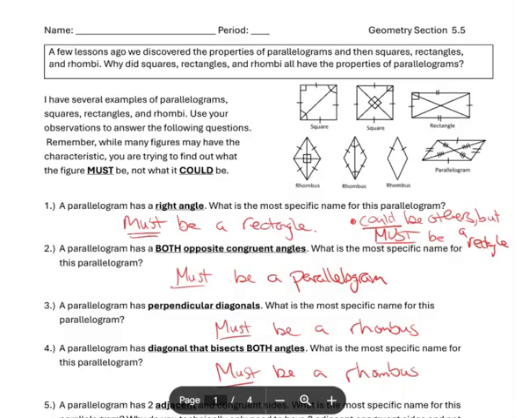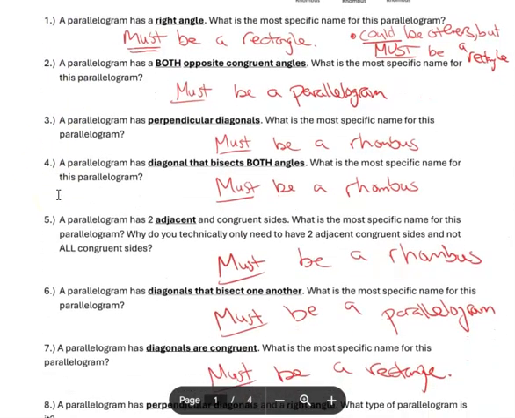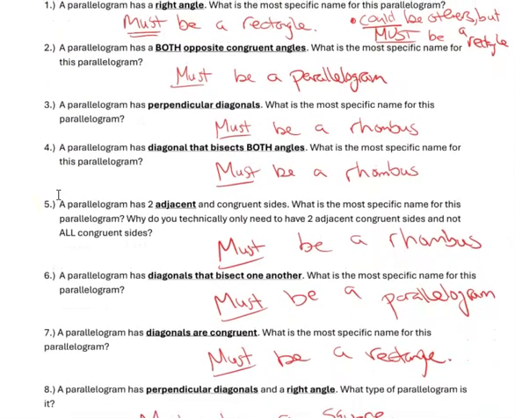A parallelogram, move it up. A parallelogram has diagonals that bisect both angles. Well, that could be a rhombus and a square. We don't have enough to push it to being a square. With that information, if you tried to draw something, you might end up with a square, but you definitely would end up with a rhombus.